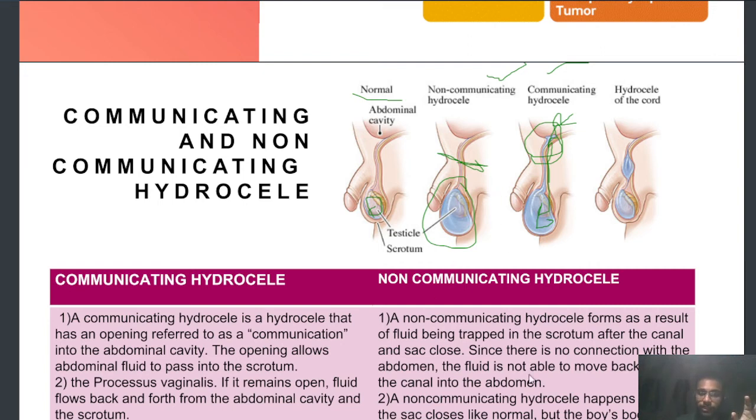Since there is no connection with the abdomen, the fluid is not able to move back and forth through the canal into the abdomen. A non-communicating type of hydrocele happens when the sac closes like normal, but the boy's body does not absorb the fluid inside it. One of the most common causes of a non-communicating hydrocele is not the excess production of fluid, but sometimes improper absorption of fluid. The canal has closed, but still the body hasn't absorbed the fluid that was inside the canal.